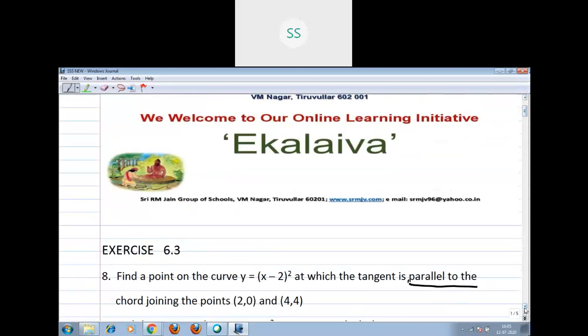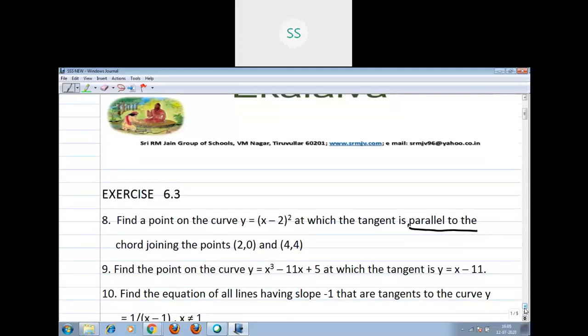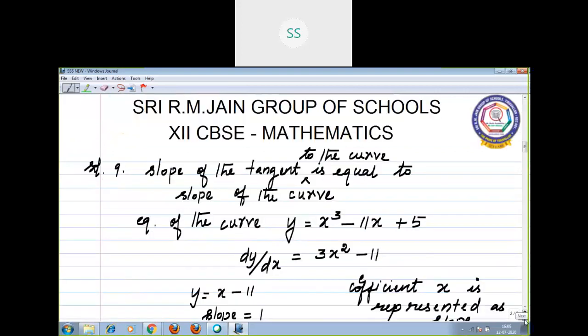Question number 10. Find the equation of all lines having slope minus 1 that are tangents to the curve y is equal to 1 by x minus 1, where x not equal to 1. For that, I am going to give a solution. Now you see.